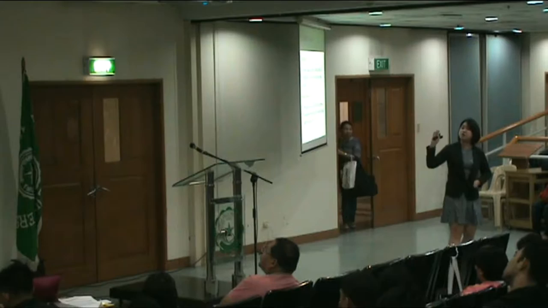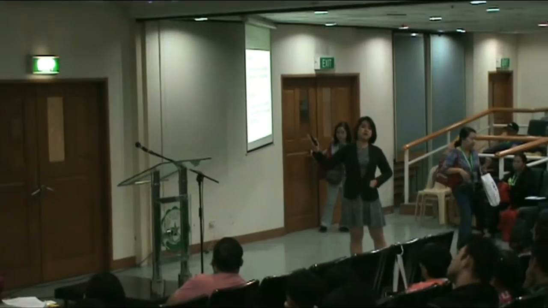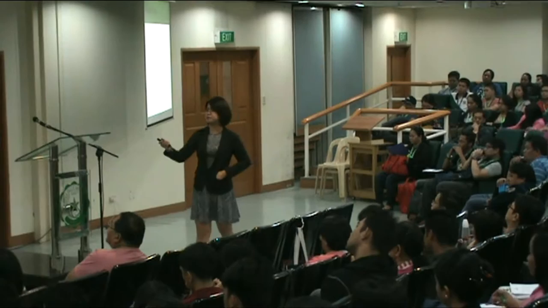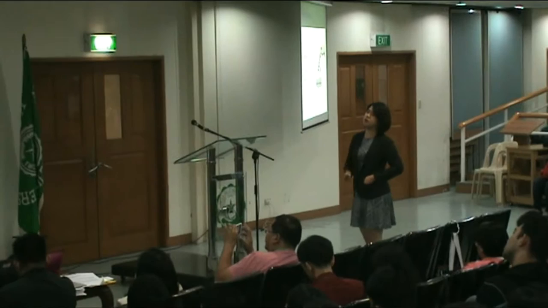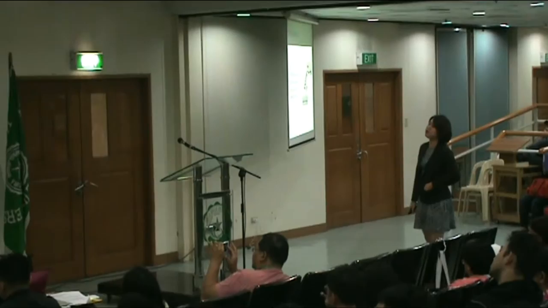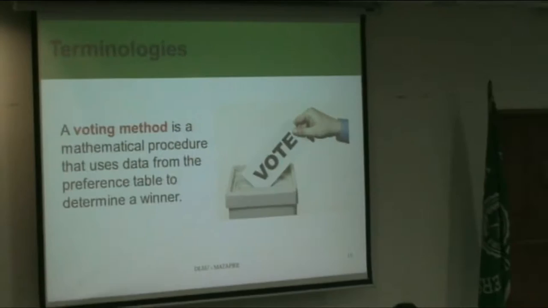Now we're going to start with some methods, and we're going to check which fairness criteria those methods satisfy. So we're going now to discuss the voting method. A voting method is a mathematical procedure that uses data from a preference table to determine the winner. The preference table is a list of the rankings of the candidates.